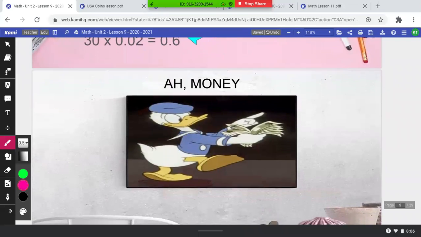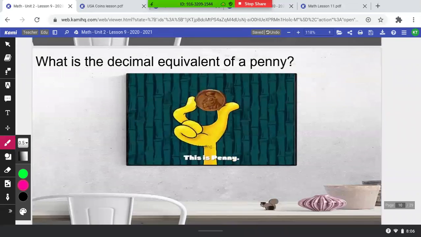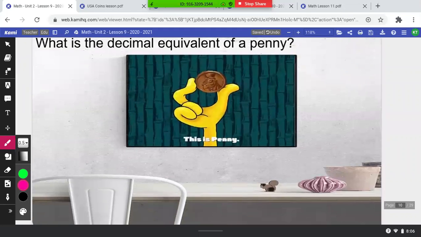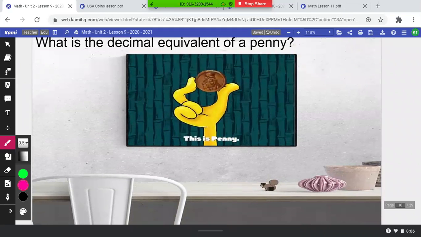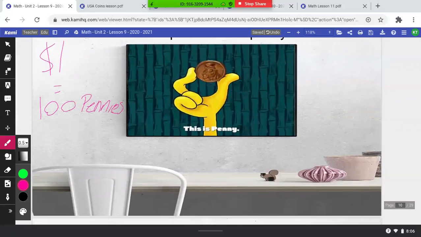But now let's talk about the fun stuff. Money, money, money. So what is the equivalent form of a penny? Well, remember, for $1, we need 100 pennies.